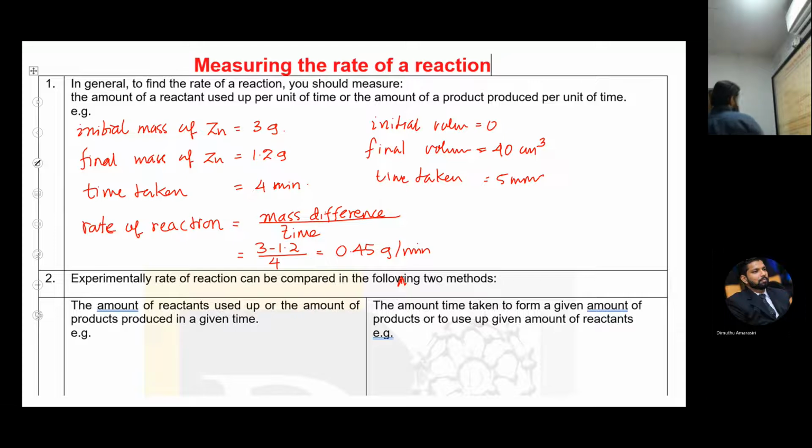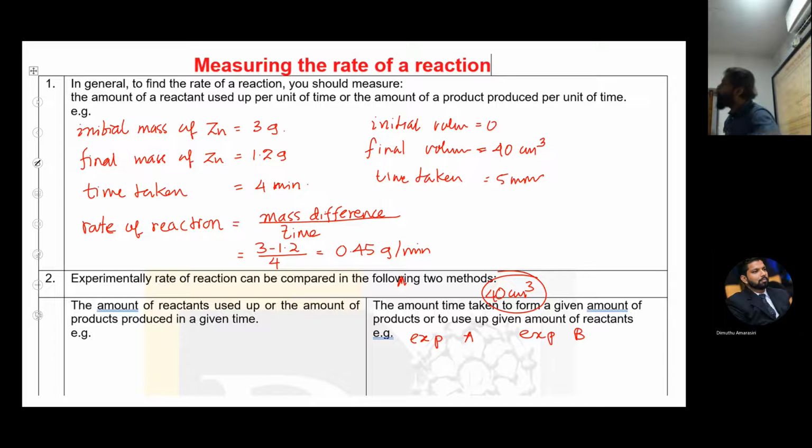Is that clear? Therefore, let's say instead of the amount of reactant used up or amount of product produced in a given time, you can do the experiment twice, experiment A and experiment B, with zinc and sulfuric acid. You say you are going to collect only 40 cm3 in both cases. We draw a mark on the syringe at 40. So we measure only the time taken to reach the 40 mark.